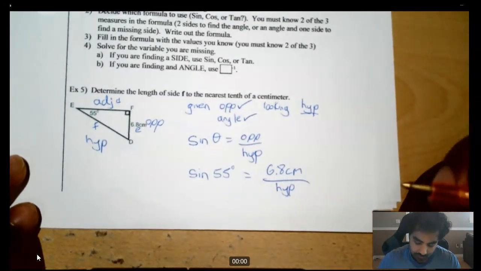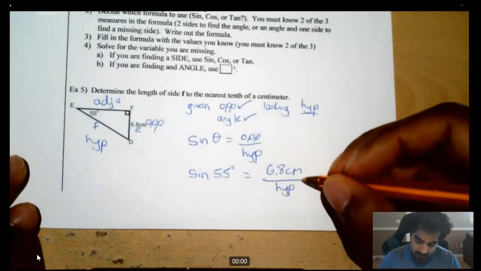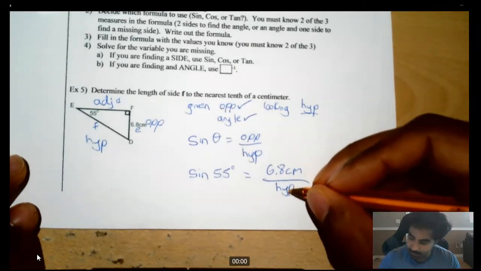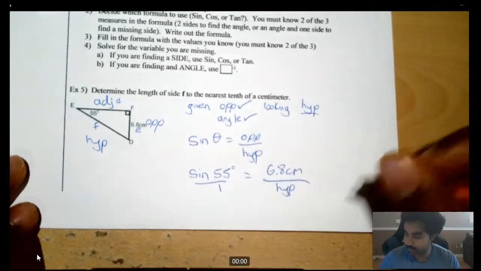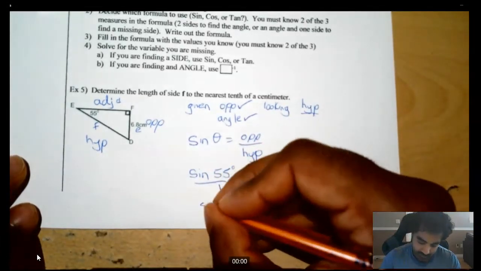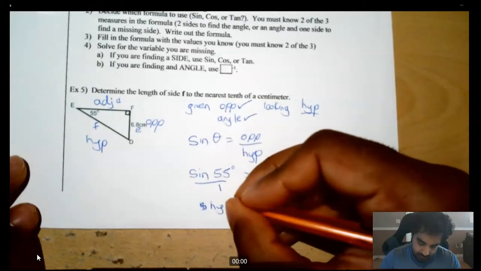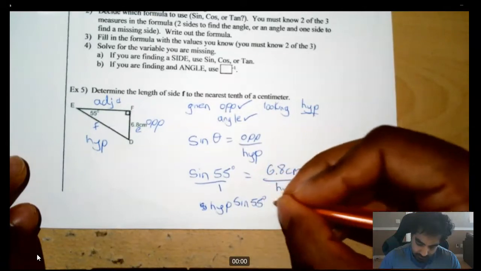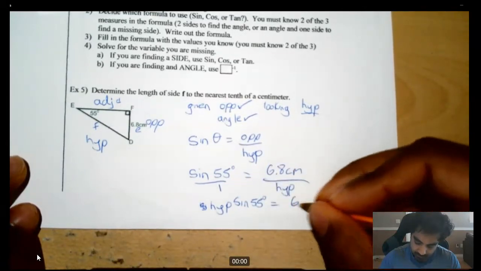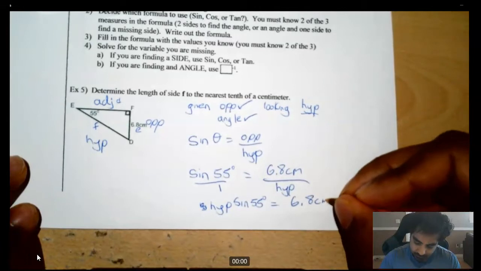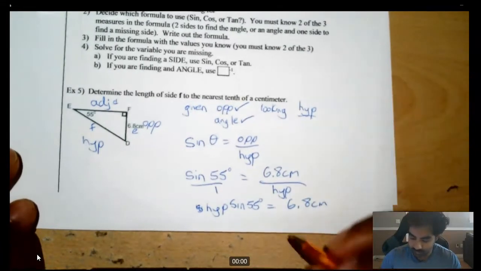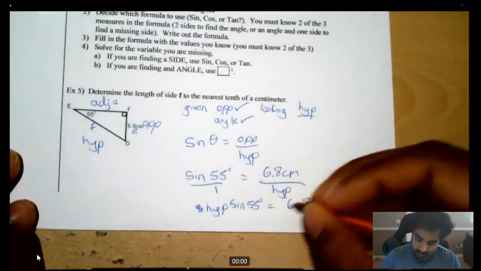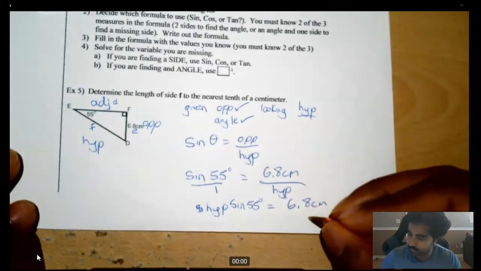And then you're gonna rearrange it. So to get the hypotenuse, what you can do is you can multiply. So this is over an invisible one, remember? Hypotenuse times sine 55. Hypotenuse times sine 55 degrees is equal to 1 times 6.8, so just 6.8. Right? And the last thing, to get rid of the sine 55 from the hypotenuse, you can divide this side by sine 55 and this side by sine 55.